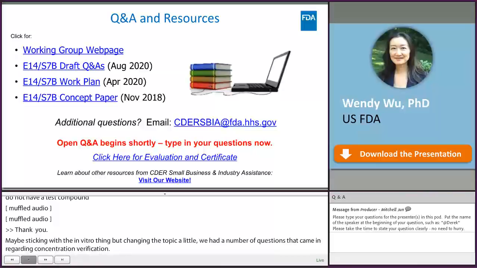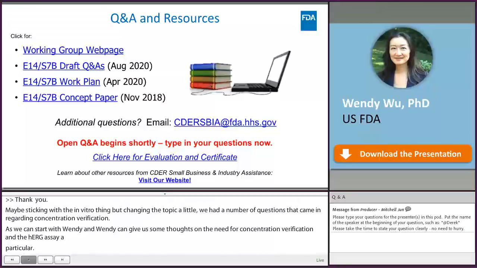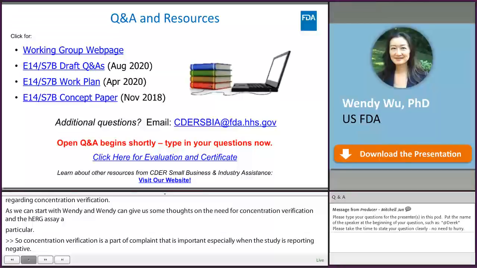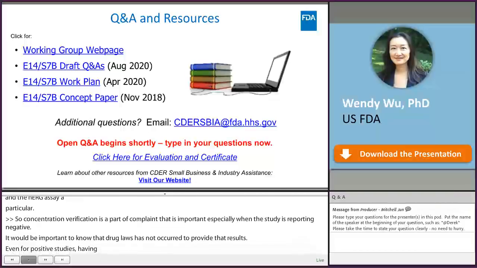Sure. So concentration verification is a part of being GLP compliant, and it's really important, I think, especially if a study is reporting negative, it will be important to know that drug loss has not occurred in the electrophysiology rig to provide that negative result. And even for positive studies, having determined the IC50 using verified concentrations also gives confidence in applying the IC50 to calculate the safety margin and using that safety margin for decision making.